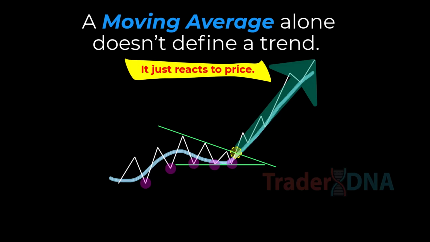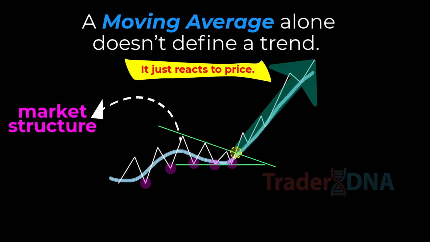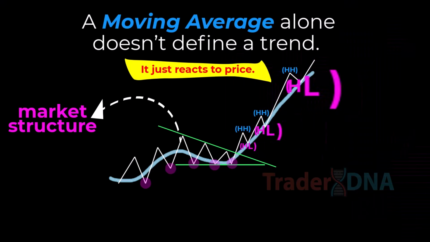The real secret is combining it with something powerful, market structure. You don't just look at lines on a chart. You've got to understand the story behind the movement. You wait until price starts forming higher highs and higher lows while staying above the moving average. That's when you can say, okay, this market is officially trending up. And that's your moment to start planning a smart, safe, high probability buy entry.